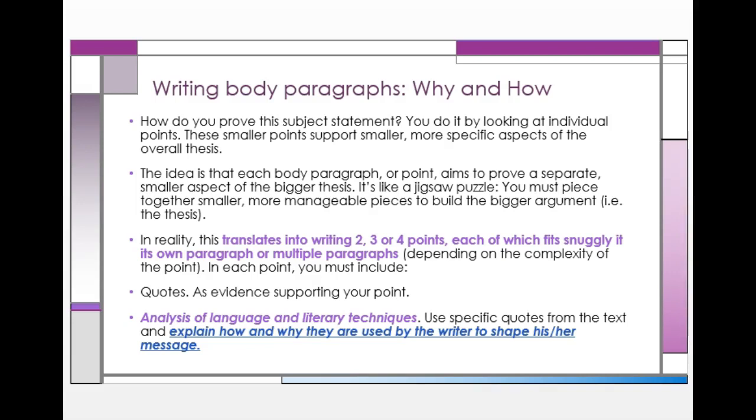So an analysis of language and literary techniques. This is so important. You're analyzing the language the author used and the literary techniques or literary devices that the author utilized to make the overall idea of the poem happen. We've already talked about this. So use specific quotes from the text and explain how and why they're used by the writer to shape their message.